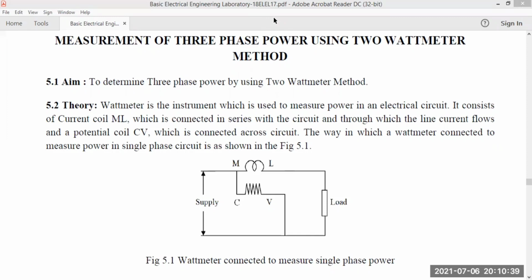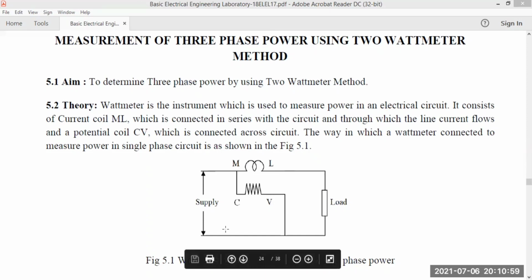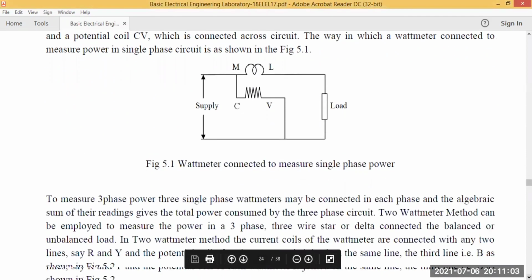The potential coil is connected across the circuit. The way in which a wattmeter is connected to measure the power in a single phase circuit is as shown in figure 5.1. Here the supply is connected to M and L, and the load will be connected. M and C have to be shorted, and V is directly connected to the supply side. So this is the figure of the circuit.